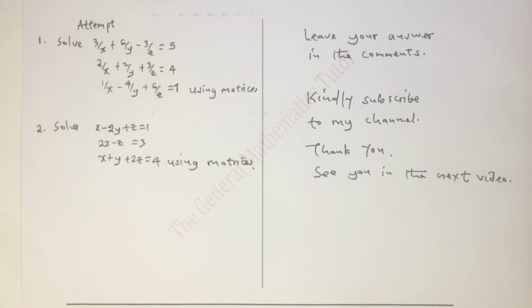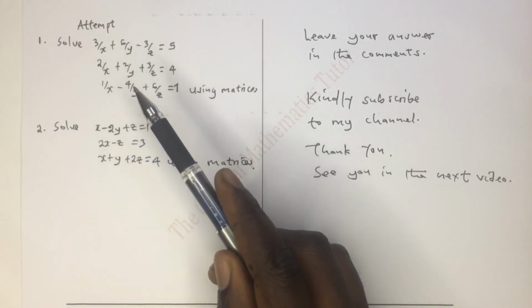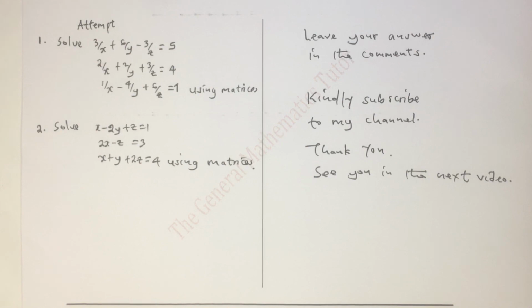Now you can attempt two questions and see if you have mastered the art that we have shown there. So kindly try. The first one is solve 3/x plus 6/y minus 3/z is equal to 5, and 2/x plus 2/y plus 3/z is equal to 4, and 1/x minus 4/y plus 6/z is equal to 1. And you're required to use matrices, of course. Then the second one is x minus 2y plus z is equal to 1, and 2x minus z is equal to 3, and x plus y plus 2z is equal to 4 using matrices.